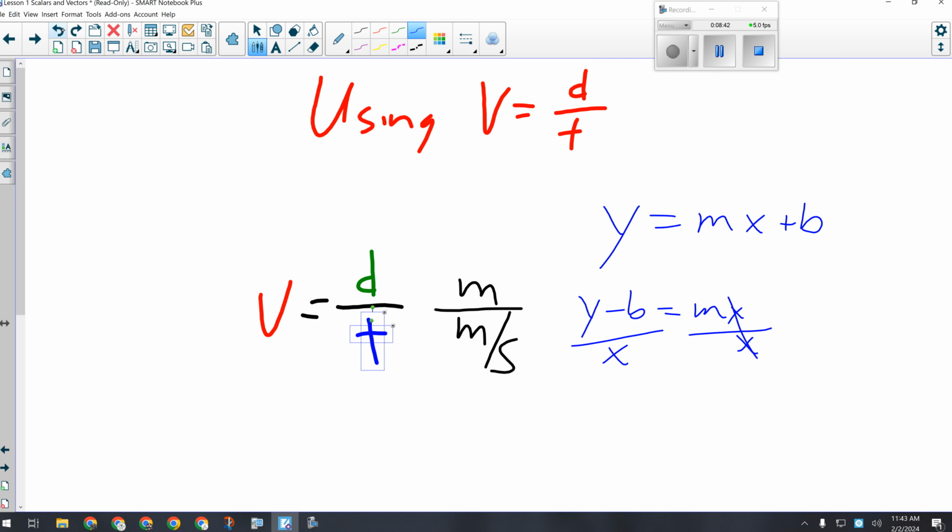So do I need to move T first? Because right now it's on the bottom. So I do what I did before. I multiply both sides by T. Now T is on the top. What do I do with V? Divide it over the other side.